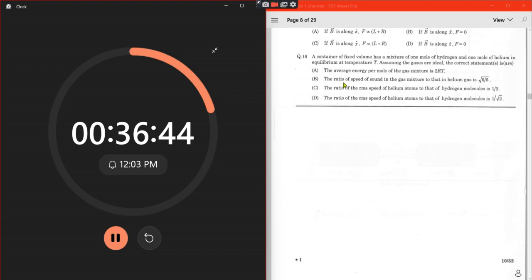Next question. A container of fixed volume has a mixture of 1 mole of hydrogen and 1 mole of helium in equilibrium at temperature T. Assuming the gases are ideal, the correct statement is: the average energy per mole of the gas mixture is 2RT. 1 mole hydrogen and 1 mole helium. Gases are ideal. Okay. Fine. Average energy per mole of the gas.